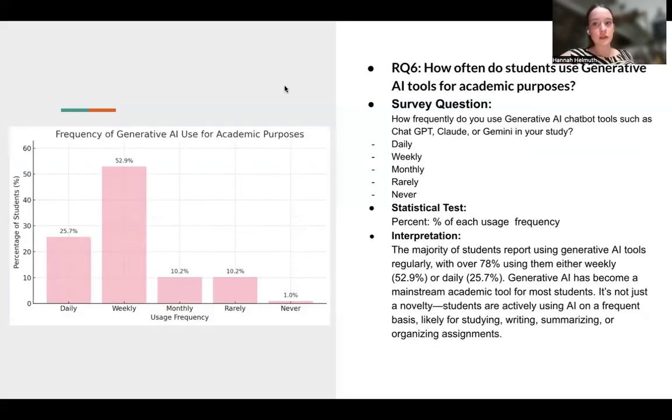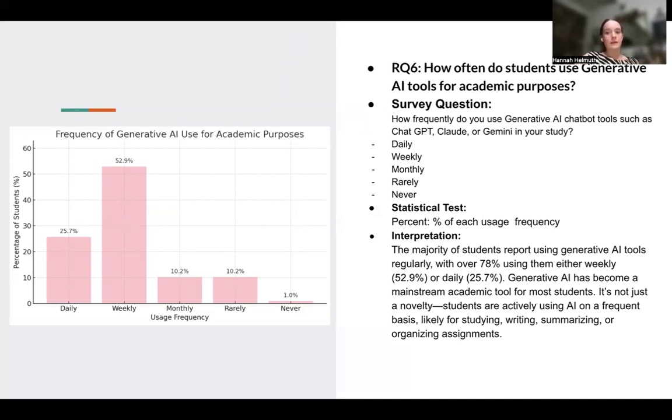Research question six: how often do students use Gen AI tools for academic purposes? The options were daily, weekly, monthly, rarely, never. For this one, we did percentages of each usage frequency. And as you can see, the majority of students report using Gen AI tools regularly, with 78% of them using it either weekly or daily.